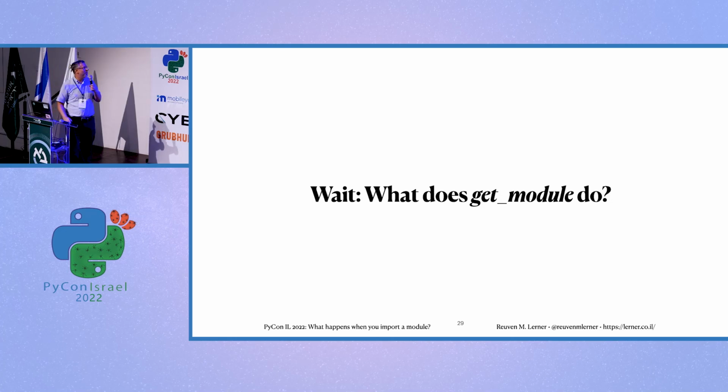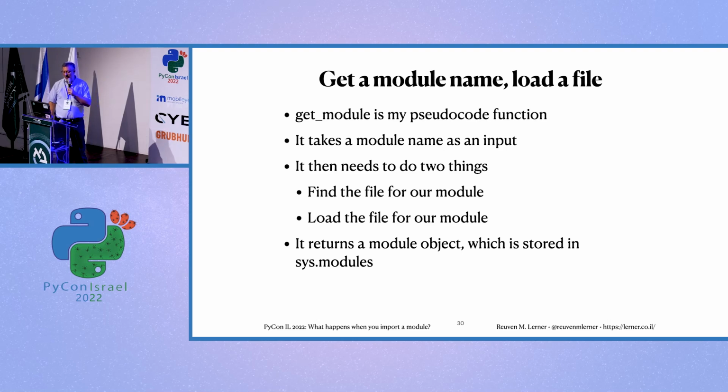Anyway, let's get back to a little bit of our pseudocode. This get module business. This function that I kind of made up, this imaginary function, what does it do, or what do I want it to do? Well, since it's pseudocode, I can tell you what it does. Get module takes a module name as input. It takes a string. And then it needs to find the file for our module, and then needs to load that file, and then it gets that module object, it returns a module object, and then we store it in sys.modules.